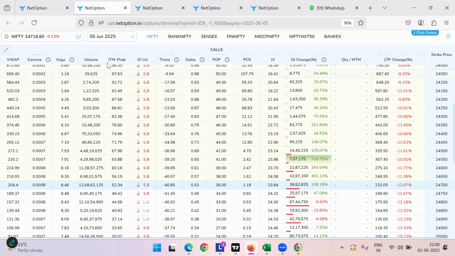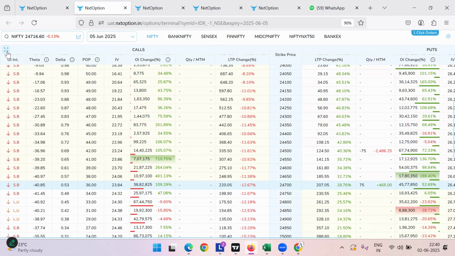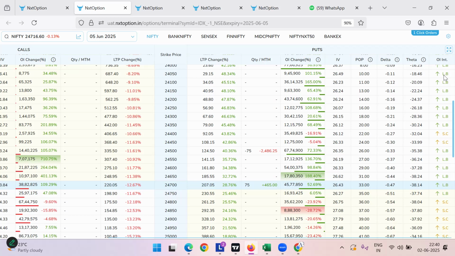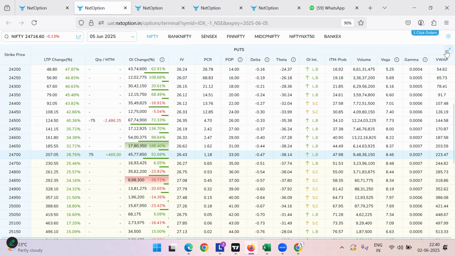Now, what if I want to see more details on the put option? Because when you expand the sheet, you can only see the call. So you have to come here, move the scroller down, and you can expand and see the same data applicable on the put option.